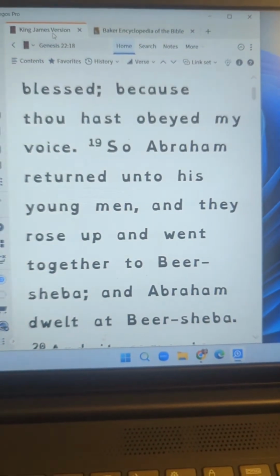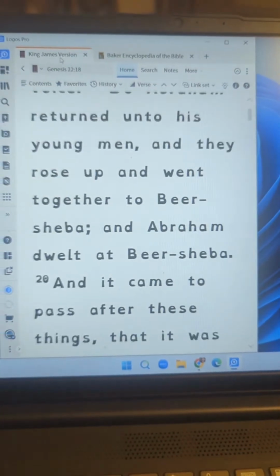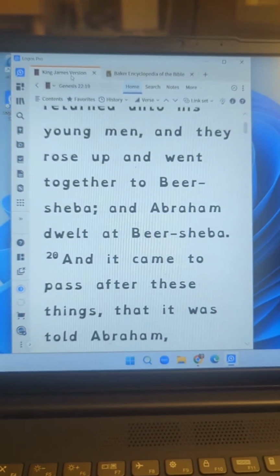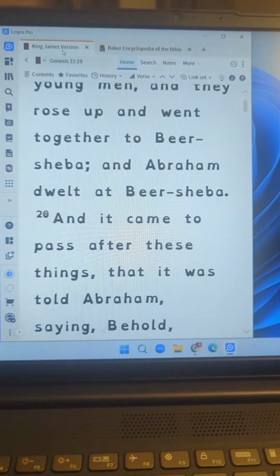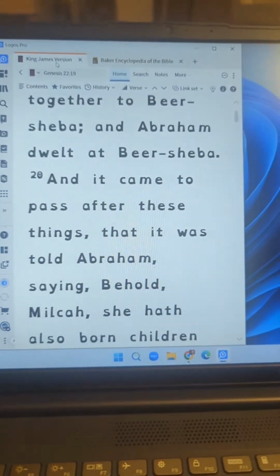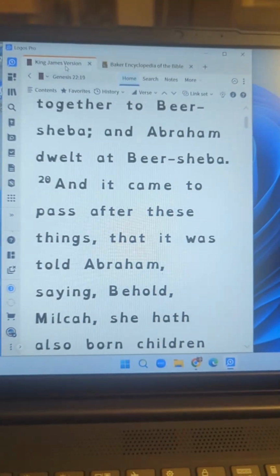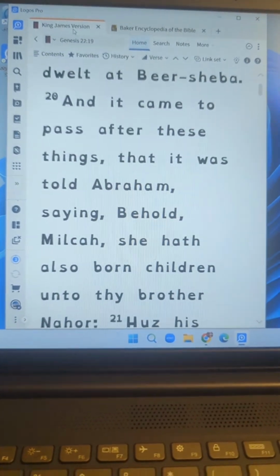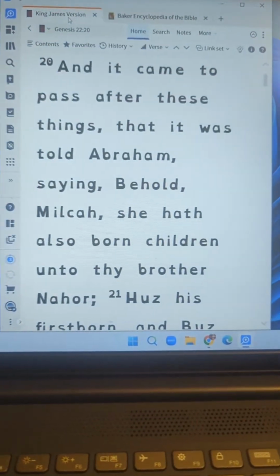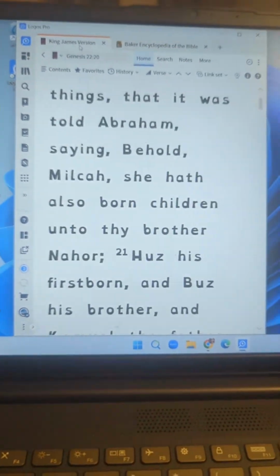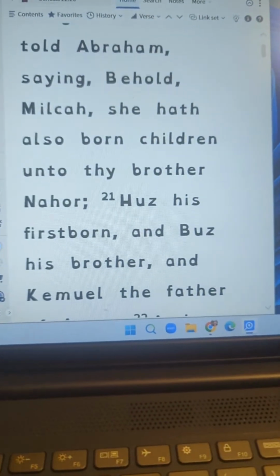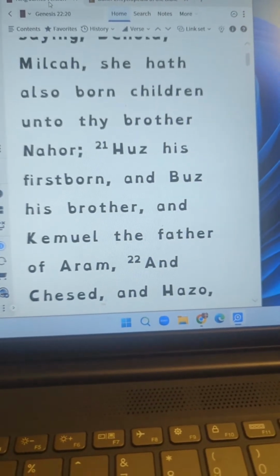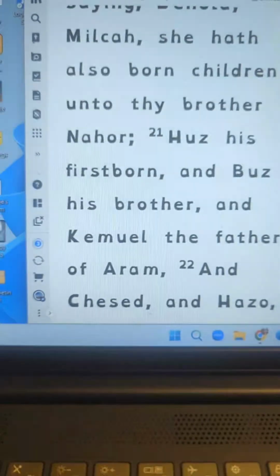at Beersheba. And it came to pass after these things that it was told Abraham, saying, Behold, Milcah, she hath also borne children unto thy brother Nahor, Huz his firstborn, and Buz his brother, and Kemuel the father of Aram, and Kesed.